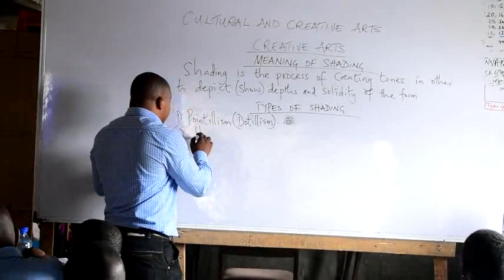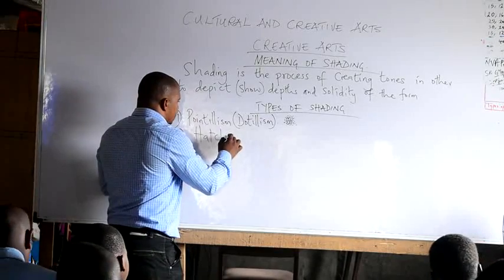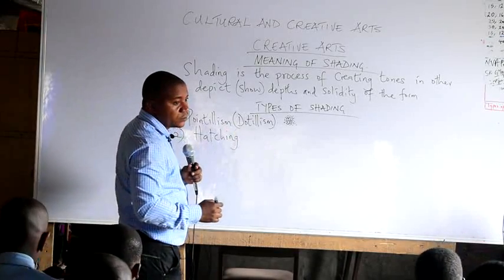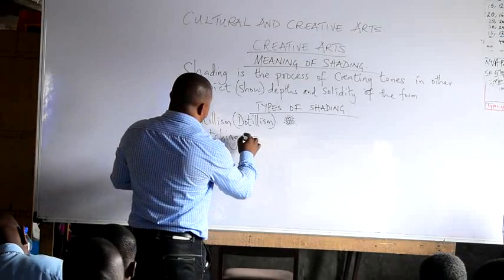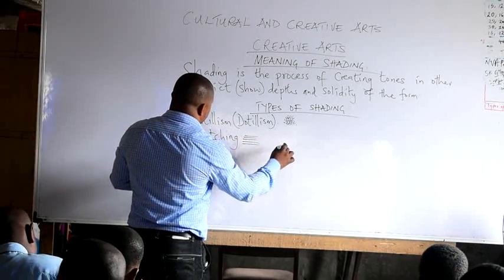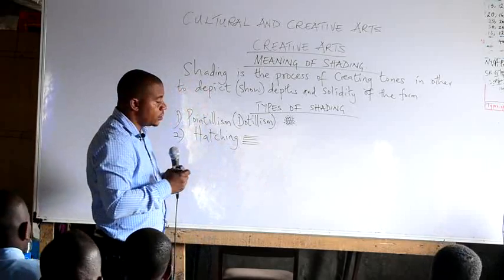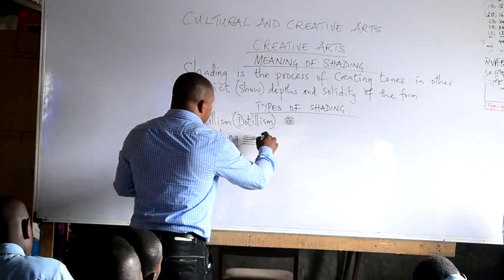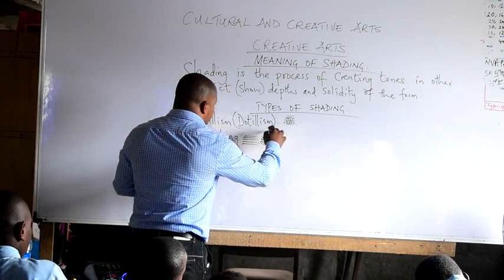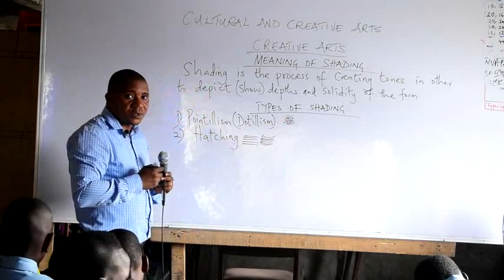We have what's called hatching. In hatching, you shade this way. Either it's going straight or it's going curved. That is hatching.